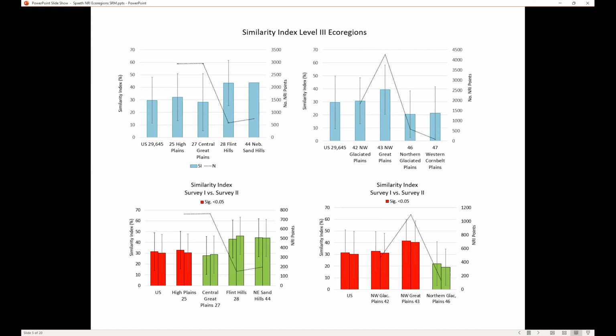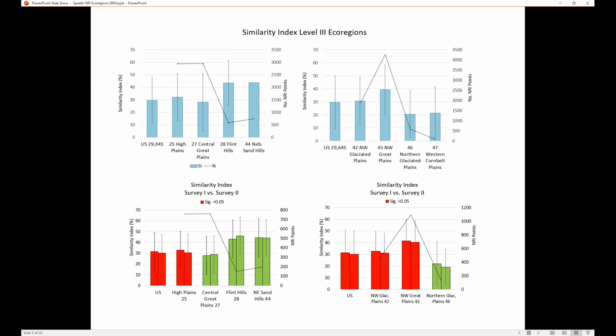Now, Similarity Index is basically a comparison of the existing plant community production of current year's growth compared to the reference community in an ecological site description. So it's just a mathematical computation of basically the historic plants in the ecological sites. So for the US, there is a slight drop, the high plains a slight drop, and then the green bars in the other 3 ecoregions, there is no significant change.